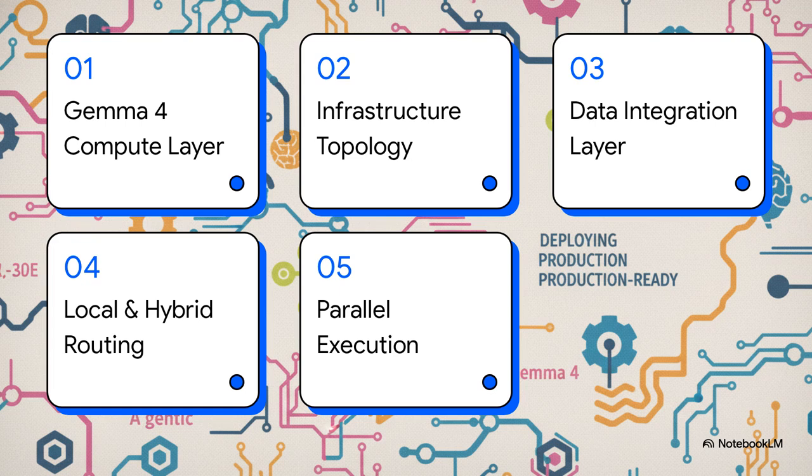Here is our roadmap for today. First, the Gemma 4 compute layer. Then, infrastructure topology. Number 3 is the data integration layer. Fourth, local and hybrid routing. And finally, we'll wrap it all up with parallel execution.